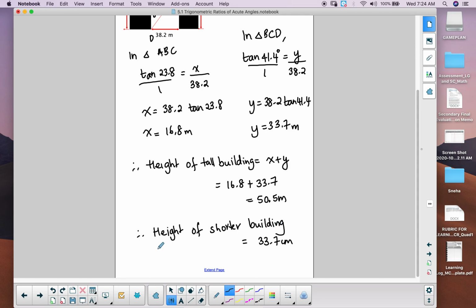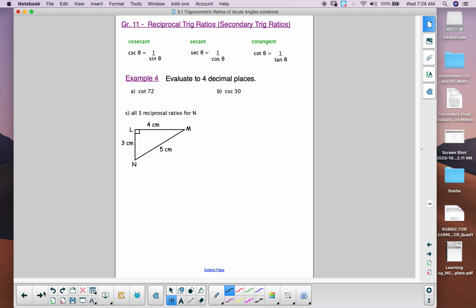So up until here, we have been looking at grade 10 trigonometry. So we're going to start with what we are learning now in grade 11, which is reciprocal trig ratios. So we have three reciprocal trig ratios, which are also called the secondary trig ratios. Basically, they are reciprocals of the three ratios we already know. So they are cosecant, secant, and cotangent.